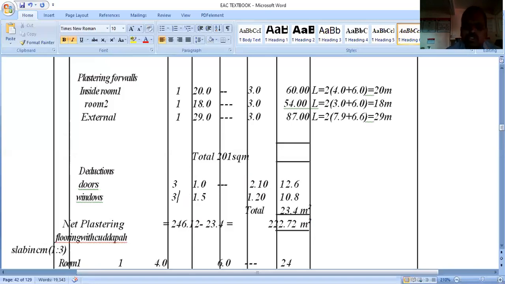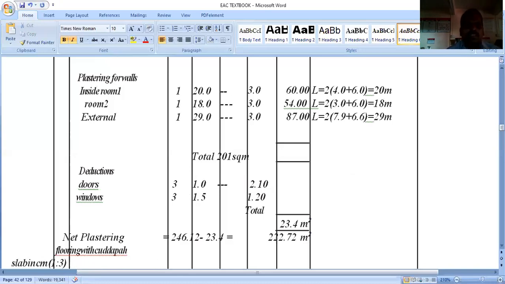Now, if we go for the calculation of deductions, the formula which they have used, we'll convert it to our diploma syllabus or diploma curriculum formula, and accordingly we'll find out the actual quantities. See here, for the deduction, the size of the door is 1 into 2.1 and the size of the window is 1.5 into 2.1.